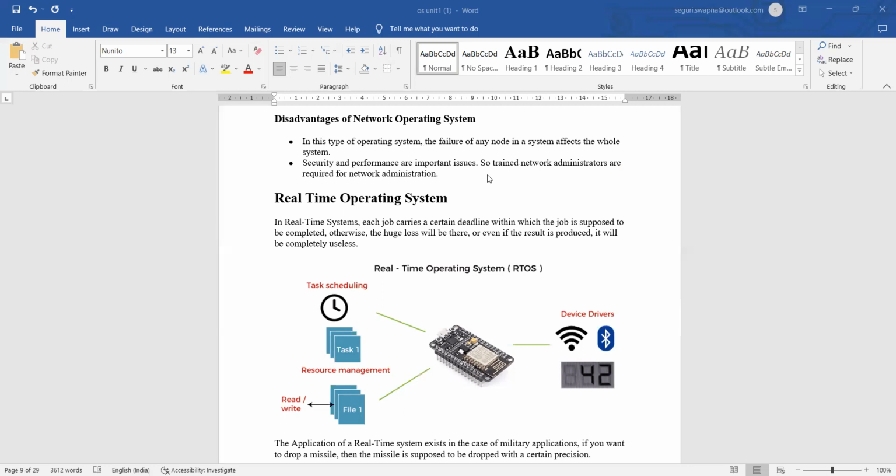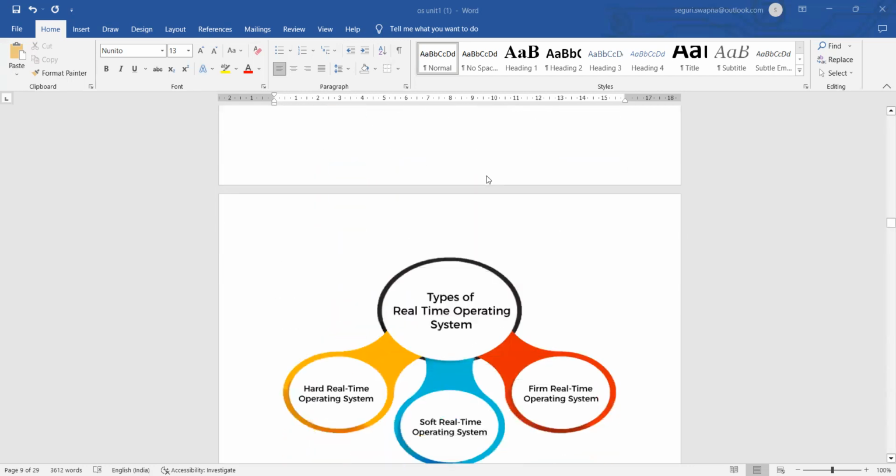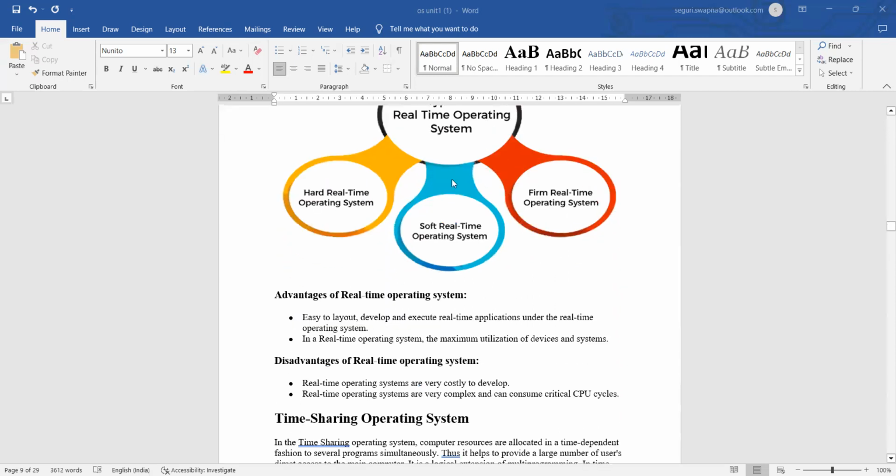Along with that time slot, the operating system is going to be executing the process. We have two types of real-time operating systems: hard real-time operating system and soft real-time operating system. A hard real-time operating system will give a guarantee for the process to get executed in the particular time which is allotted to it, whereas a soft real-time operating system will not give any guarantee about the execution of the process in that particular time.